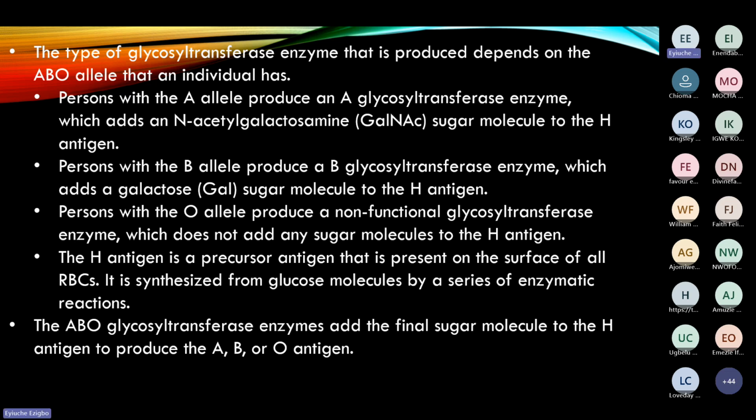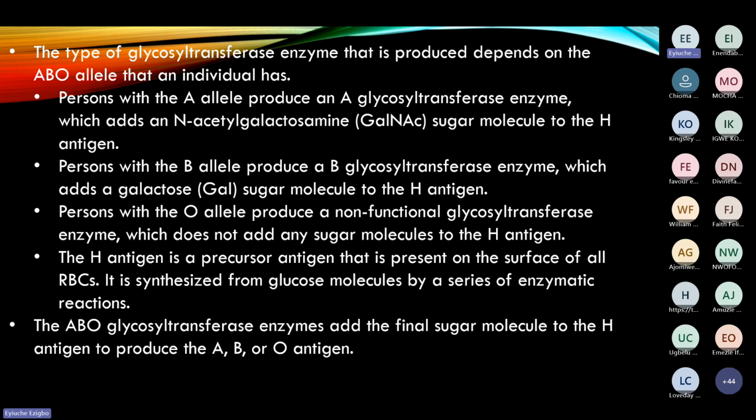Persons with the B allele produce a B-galactosyltransferase enzyme, which adds a galactose sugar molecule to the H antigen. Persons with the O allele produce a non-functional glycosyltransferase enzyme, which does not add any sugar molecule to the H antigen. Okay. Now, the H antigen is a precursor antigen.